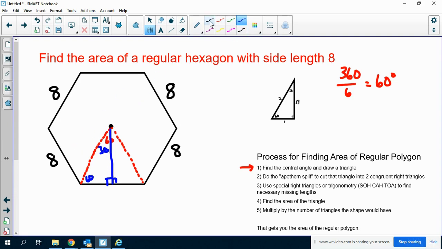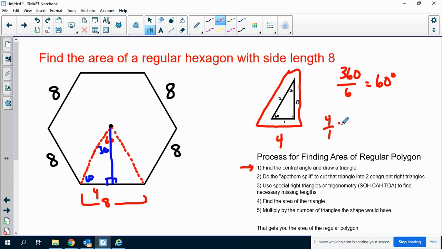So if this side is 8, that means this gets cut in half, and that's a 4. Oh, no, that's not an 8. That's a 4. So this is 4 over 1. Using ratios, 4 over 1 equals the apothem over the square root of 3. I multiply the square root of 3 over, I get a equals 4 times the square root of 3. So I don't even need the radius.